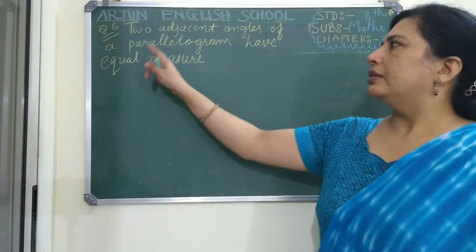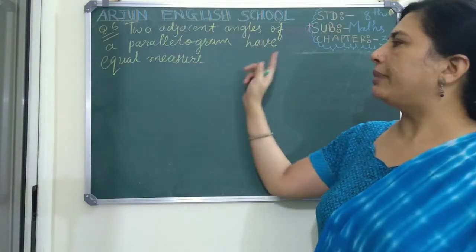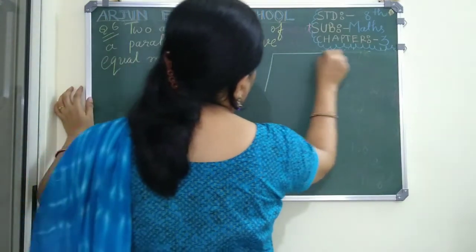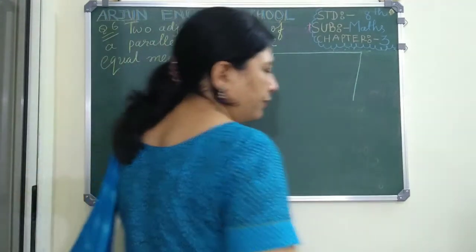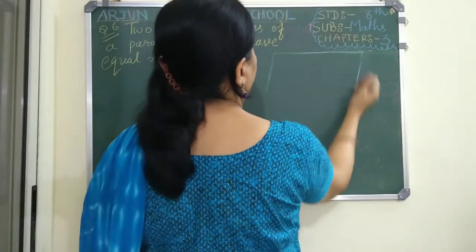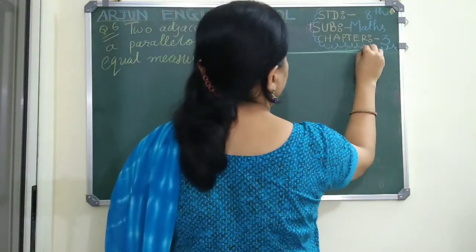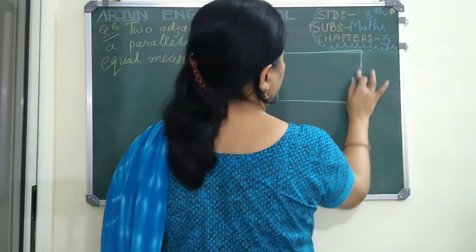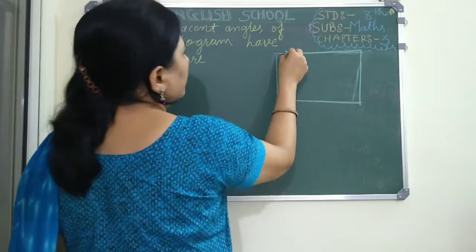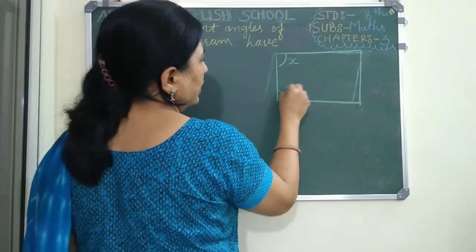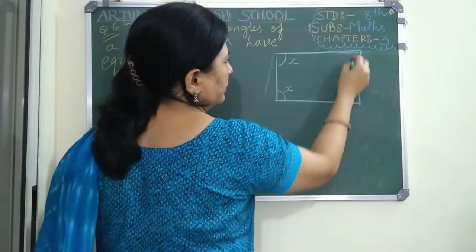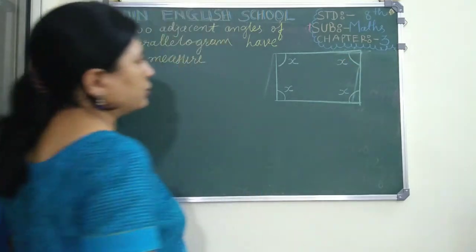In question number 6, two adjacent angles of a parallelogram have equal measure. First of all, let us see, if there is equal measure, then we can say that this is suppose x, then this again x. And if it is x, then this measures x. And the measure of this angle is also x.